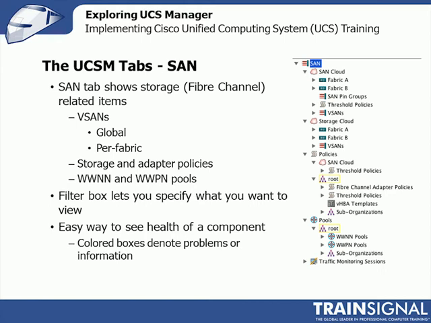Kind of the counterpart to the LAN tab is the SAN tab, all things fiber channel. So if you're using fiber channel, this is where you'll set a lot of your configurations. vSANs, again, we kind of talked about this earlier, but vSANs are the equivalent of VLANs, but on the storage side. Kind of look at it that way. They're global per fabric, and we set our policies and our pools here: worldwide node numbers and port numbers. Once again, filtering out what you don't want to see, as well as the colored boxes to denote information.